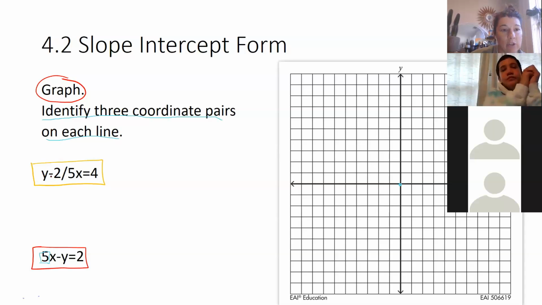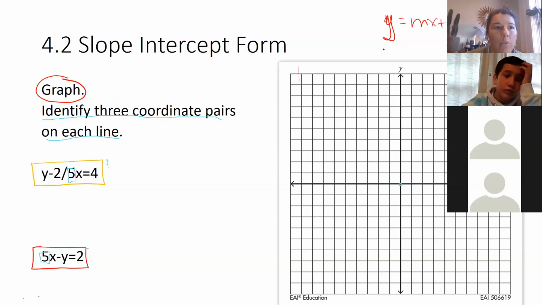So let's look at this first one here. So the orange line. Question, is this in slope-intercept form? Are we able to graph this right away? Reminder, we have to have y by itself. Is y by itself in this equation? No, y is not alone yet on one side of the equation. So that's the first thing we have to do.